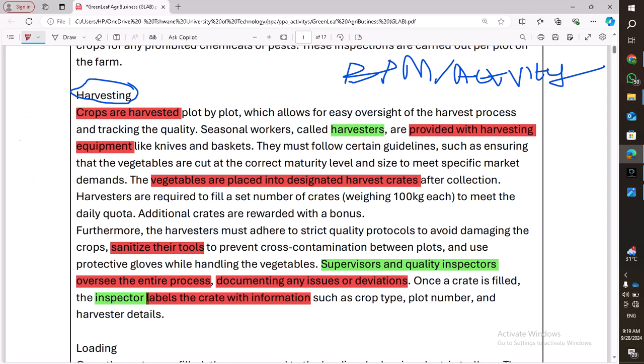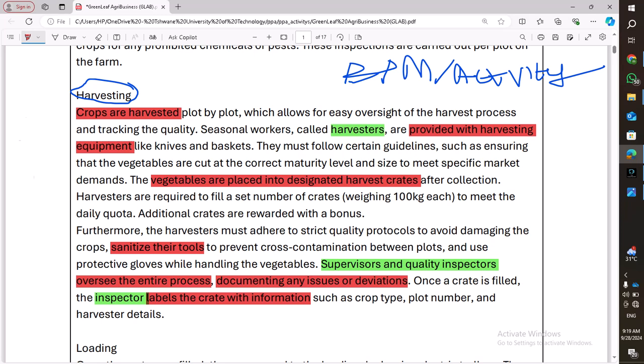Okay, this is the third time. Now I'm reading for the fourth time, to prove that everything I chose is correct. There are hectares, there are verbs, and we also find the name of the system, which is harvesting. They say the crops are harvested plot by plot, which allows us to easily oversee the harvest process and track the quality.